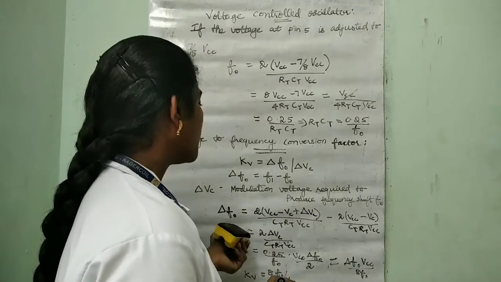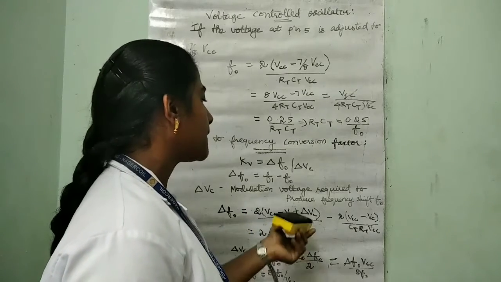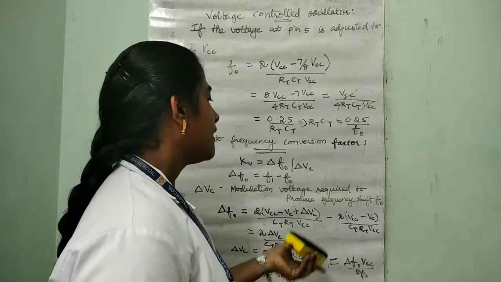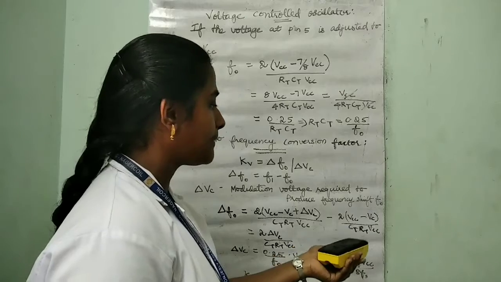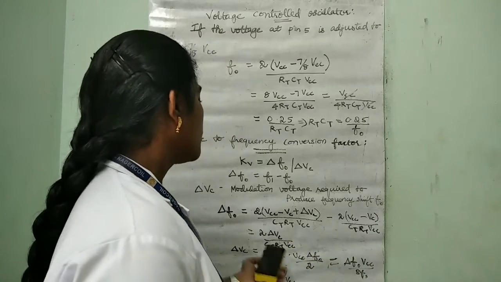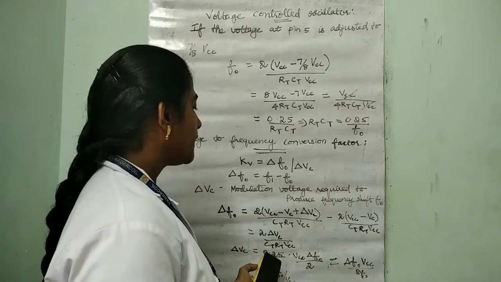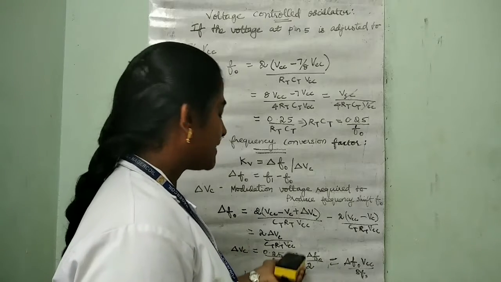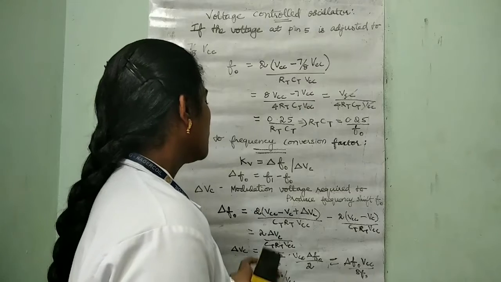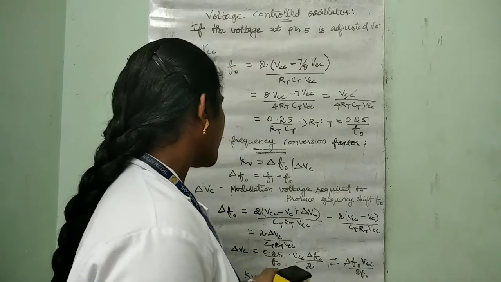So del F0 is equal to 2 into (VCC minus Vc plus del Vc) divided by CT RT VCC, minus 2 into (VCC minus Vc) divided by CT RT VCC. After simplification, you can write it as 2 del Vc divided by CT RT VCC. So the value of del F0 is 2 del Vc divided by CT RT VCC.